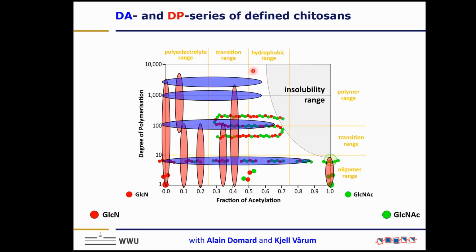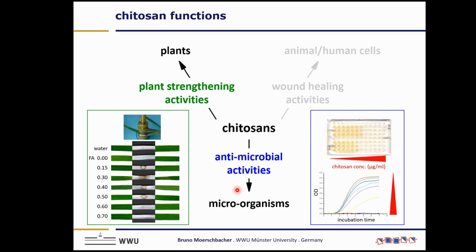And in the same way, we had a large polymer which we partially degraded to get a series of chitosans which have the same fraction of acetylation, but which differ in their degree of polymerization. And using these chitosans then, which only differ in a single parameter, we started doing bioactivity assays. So as plant biologists and plant pathologists, we were mostly interested in plant strengthening activities on the one hand and antimicrobial activities on the other hand.